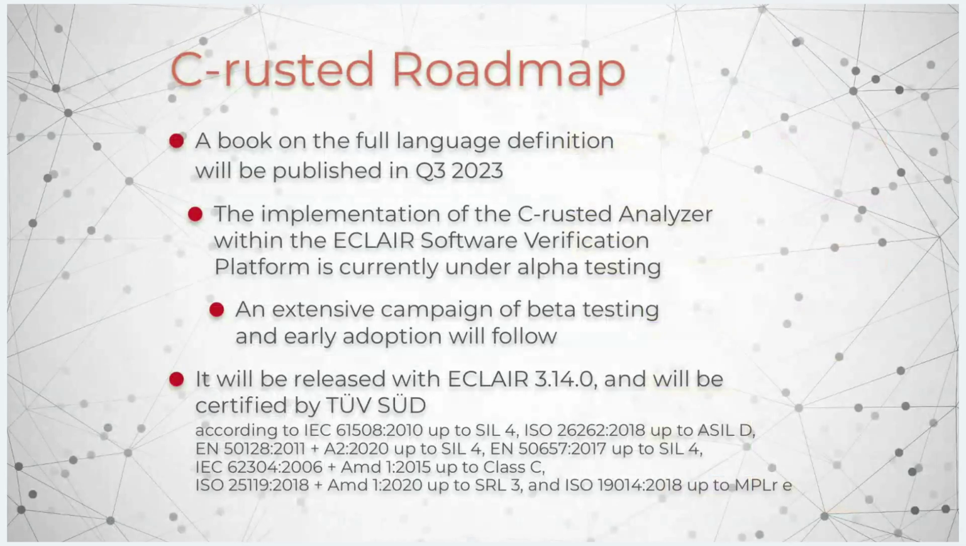Here is our roadmap for C rusted. We are currently working on a book with a full language definition, and this will be published later this year. We have an implementation of the C rusted analyzer within the Eclair software verification platform, which is currently under alpha testing. And when this is done, we will launch an extensive campaign of beta testing, and we will release the first instance of the C rusted analyzer with the next version of Eclair, which will be certified by TÜV according to the most important functional safety standards up to the highest criticality level.